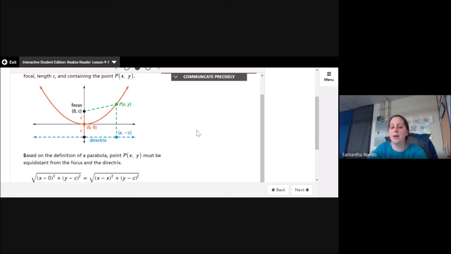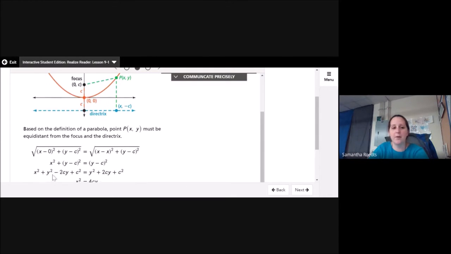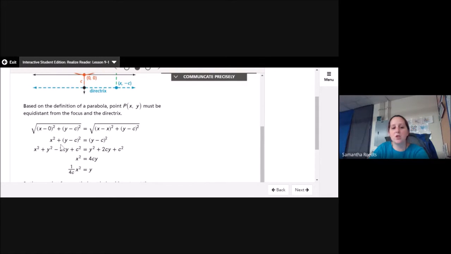Based on the definition of a parabola, point P(x, y) must be equidistant from the focus and the directrix, which means I can set them equal to each other. Here's my focus point (0, c), my point (x, y), and my directrix (x, negative c). So I set up my equation: the square root of (x minus 0) squared plus (y minus c) squared equals the square root of (x minus x) squared plus (y plus c) squared. So x squared plus (y minus c) squared equals (y plus c) squared. When I expand all that out, I get x squared plus y squared minus 2cy plus c squared equals y squared plus 2cy plus c squared.